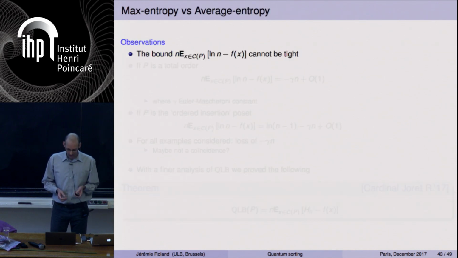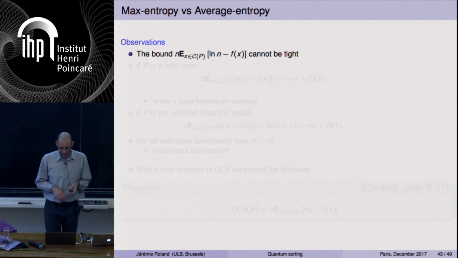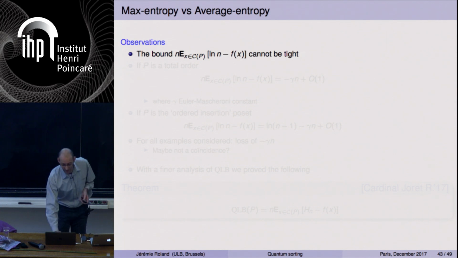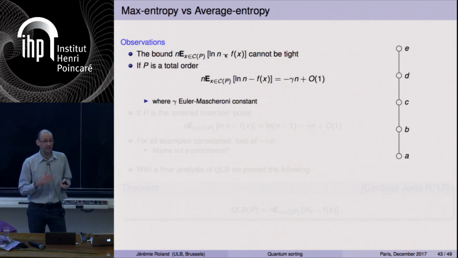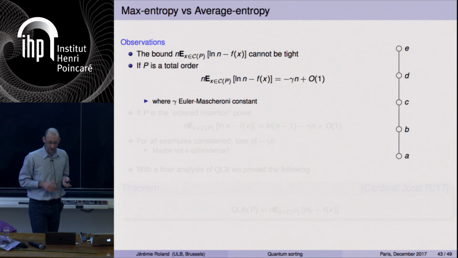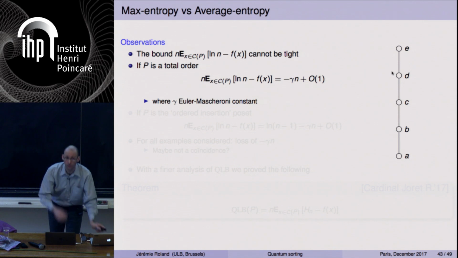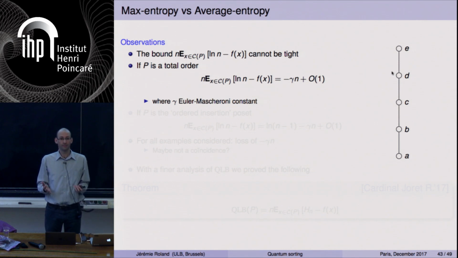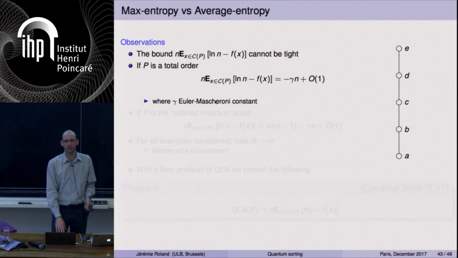And finally, in the last few minutes, I will say a few words about our contribution. So the first thing that we showed is that the bound based on the expectation cannot be tight. Why can it not be tight? Because in some cases it gives you a negative number. So very simple, this is a trivial example of a total order. So if you're trying to solve a total order, there's nothing to do. Okay, so the bound is 0, that's fine. But nevertheless, this expectation gives you minus gamma n, where gamma is the Euler-Mascheroni constant.